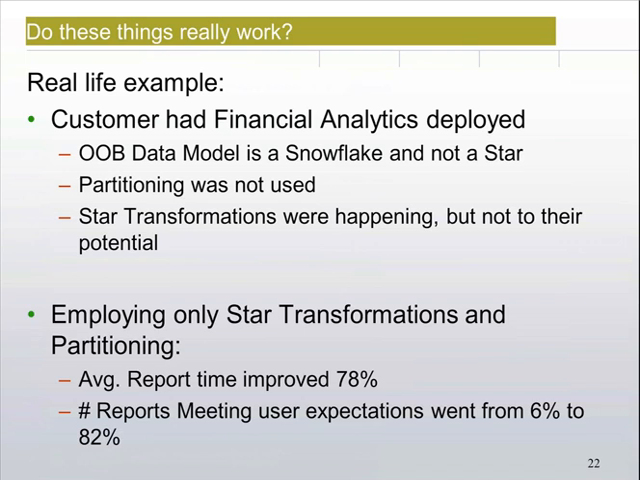They were partially used. And part of that was because the Snowflake model makes it more difficult for the database to do that optimization. So employing only star transformations and partitioning, we improved our average report time substantially, and our number of reports that met the user's actual expectations for them went up dramatically as well. Now, we weren't finished. I'm going to talk about some other things we had to do to make these numbers even better. But the point is, just doing these two things alone can have a substantial impact on your overall performance.